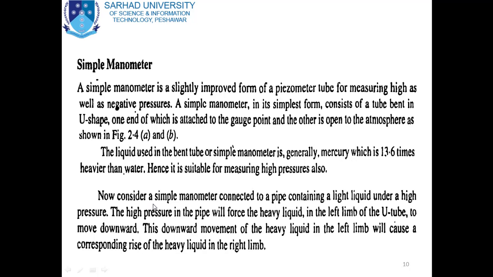Now consider a simple manometer connected to a pipe containing a light liquid under a high pressure. The high pressure in the pipe will force the heavy liquid in the left limb of the U-tube to move downward. This downward movement of the heavy liquid in the left limb will cause a corresponding rise of the heavy liquid in the right limb.